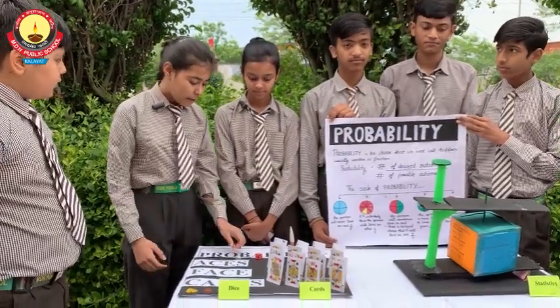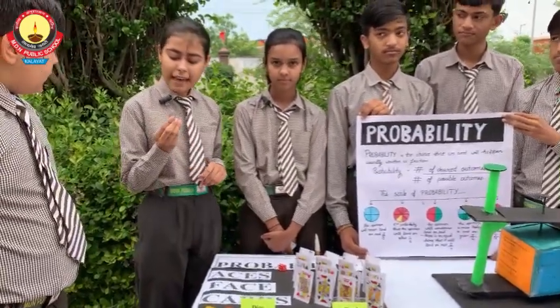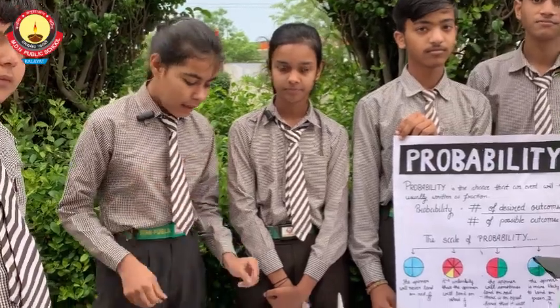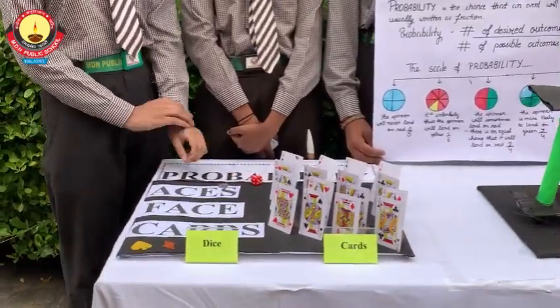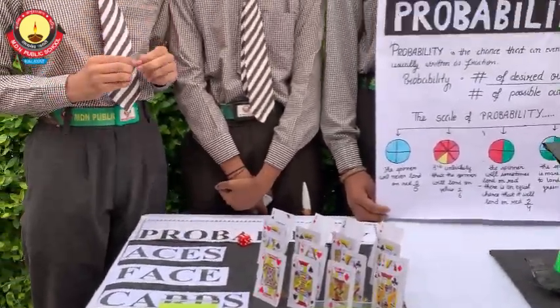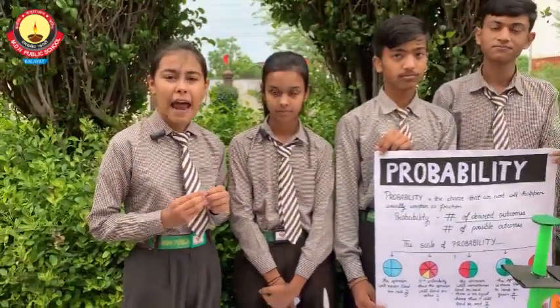The random example of probability is a coin. A coin has two faces, head and tail. When we throw a coin, the probability of tail is 1/2. Similarly, the probability of head is 1/2.